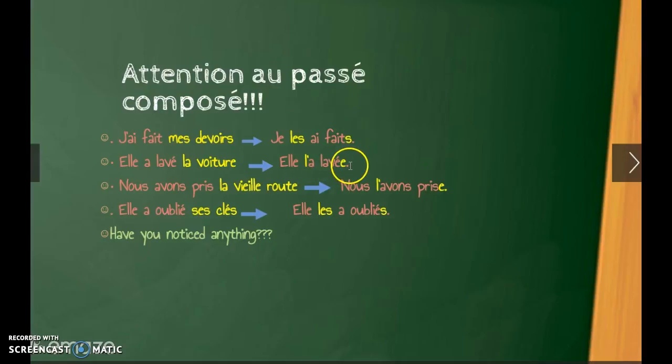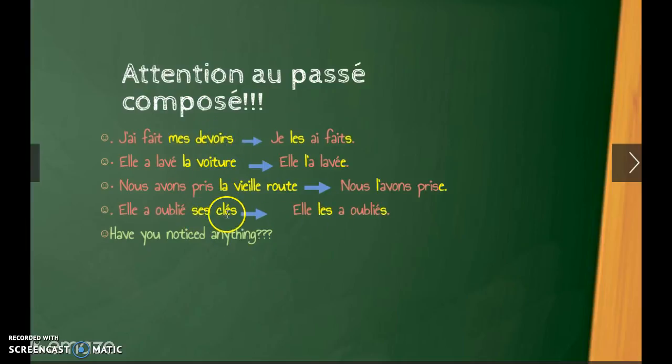Elle l'a lavé. And then in the third example, nous avons pris la vieille route. We took the old road. And the old road is also a feminine noun. So if I have to replace it by a pronoun, it would be la. But since I have another verb that starts with a vowel, I'm going to use the apostrophe. Nous l'avons prise. And the past participle also takes an E here because la vieille route is a feminine noun. So you can see the past participle must agree with the noun or follow the noun that it is referring to in gender and in number, like here.